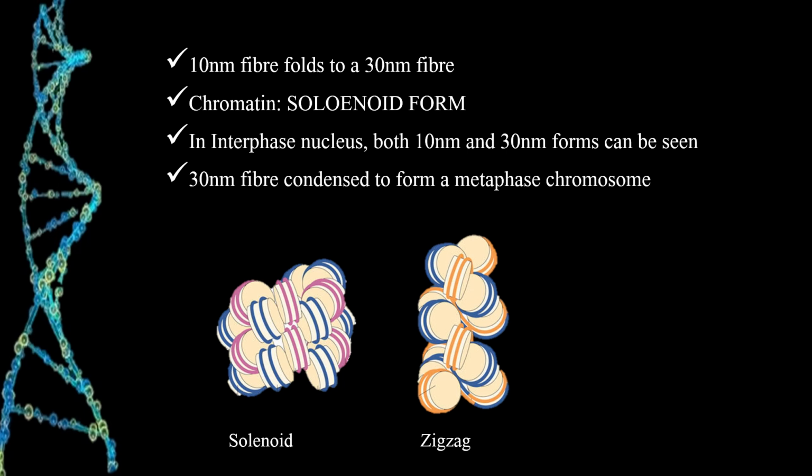In case of solenoid form, one nucleosome will be interacting with the adjacent nucleosome, whereas in zigzag form, one nucleosome will be interacting with the alternate nucleosome. When the chromatin is stained, certain regions of the chromatin obtain dark stains, whereas other regions stain lightly. The darkly stained chromatin regions are called heterochromatin regions, which are transcriptionally inactive. The lightly stained regions are called euchromatin regions, which are transcriptionally active.